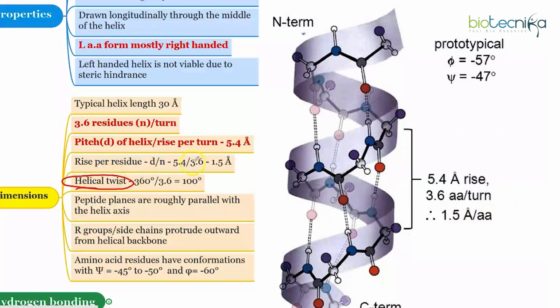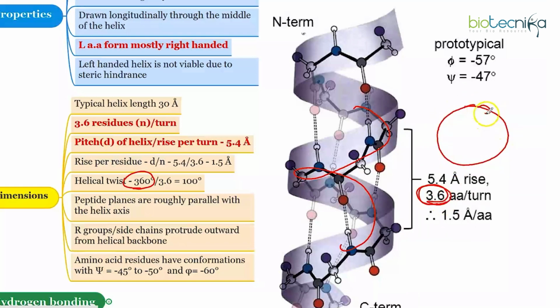Then you have helical twist. So we know that one turn is 360 degrees. And in this one turn, how many residues are present? 3.6. So something like this is the first residue, second residue, third residue, fourth residue will be here. So what is the angle between these two residues? It is nothing but 360 divided by 3.6. So the angle between two residues is 100 degrees. That means one residue is rotated 100 degrees with respect to the other one.